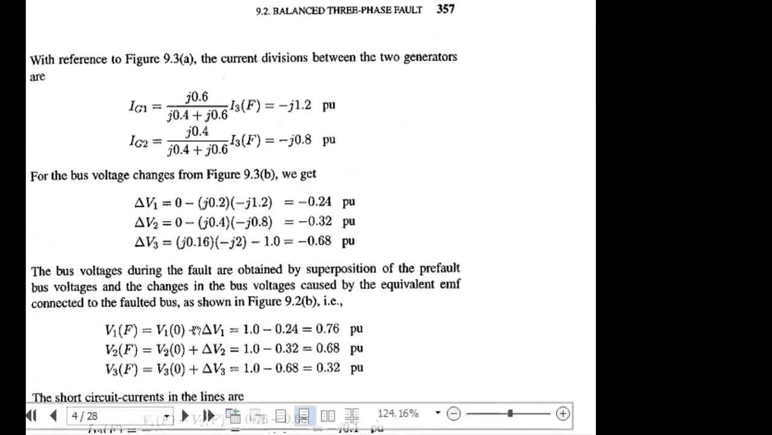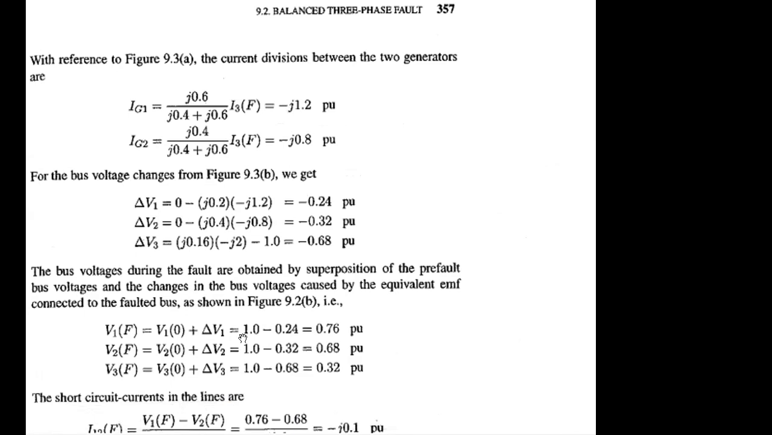That delta V1 is the deviation from your original value. The initial value of V1(0) is 1, and the deviation is that value. So you will get the ultimate voltage for bus 1 during the fault as 0.76.